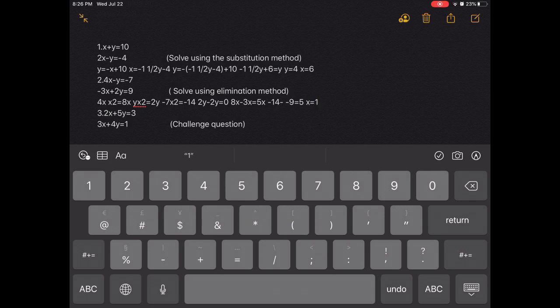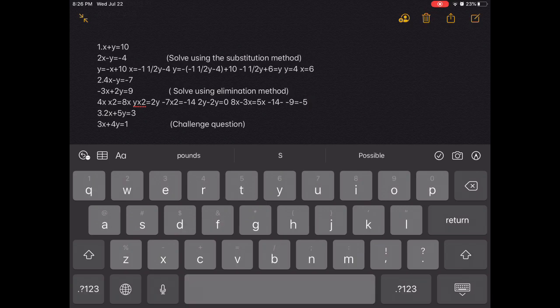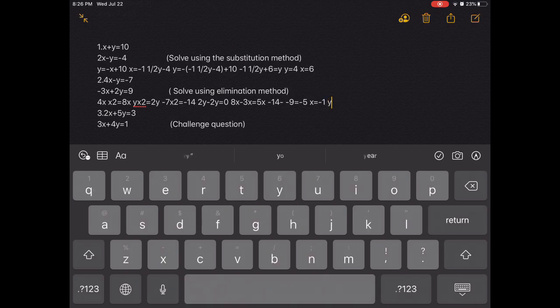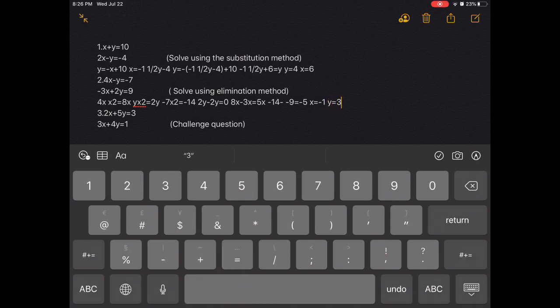Okay. So it's negative 5. So after that, we know that negative 14 minus negative 9 is negative 5. So now we know that x will equal negative 1 because 5x equals negative 5, like it says. So yeah, if x equals negative 1 and you plug it in, you'll see that y will equal 3.